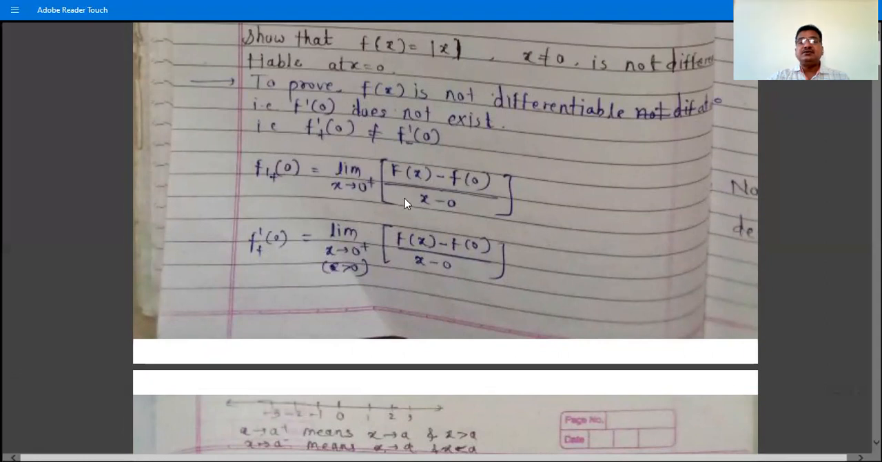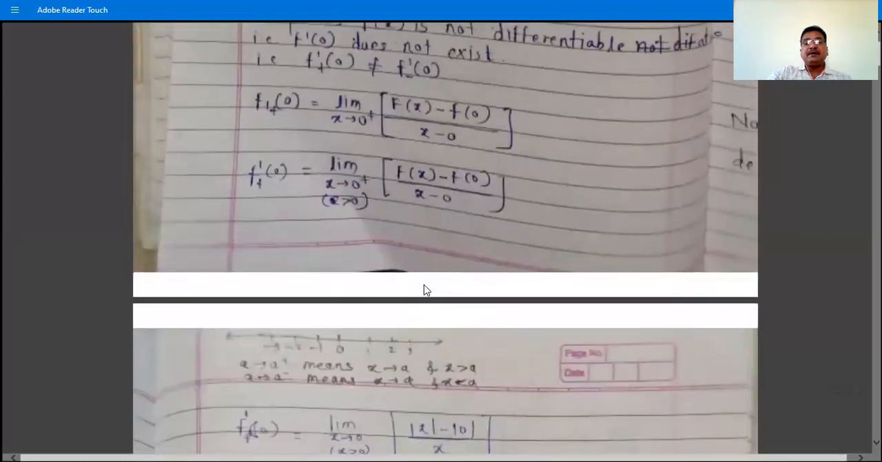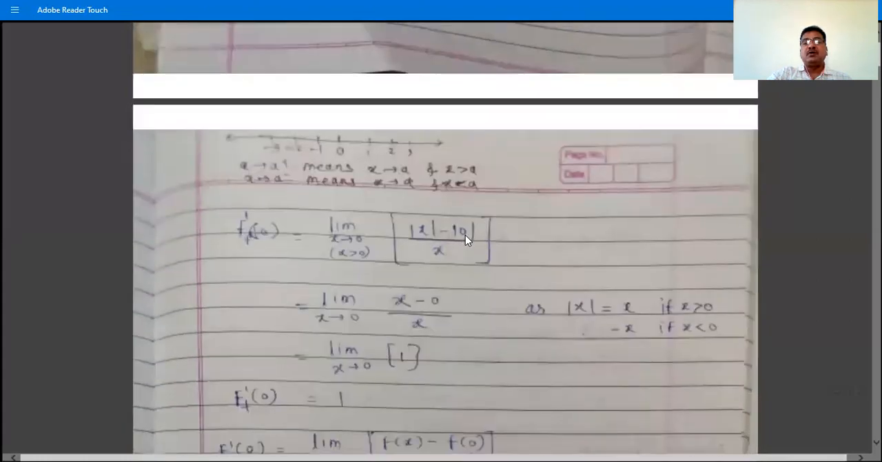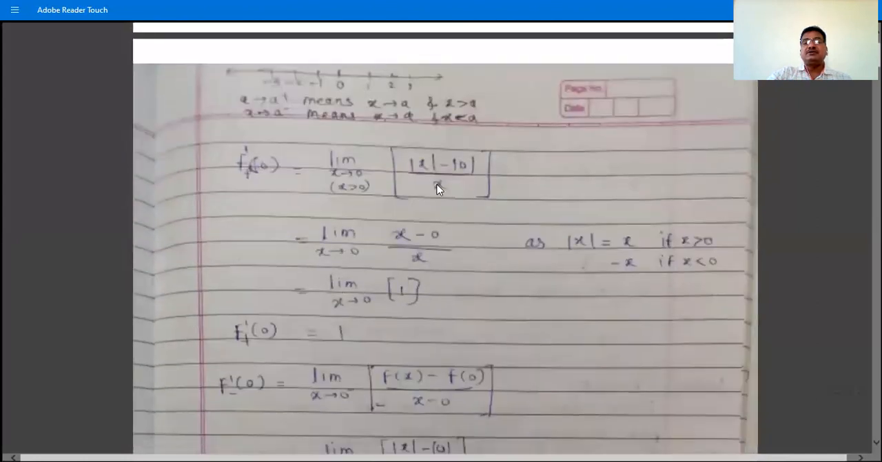And limit x tends to 0+ means limit x tends to 0 and x is greater than 0. That is, x tends to 0+ means x tends to 0 from the right side of 0. That is, all the values of x are greater than 0, in [f(x) - f(0)] / (x - 0). So what is f(x)? f(x) is mod x. So write mod x minus mod 0 divided by x minus 0, which is x.